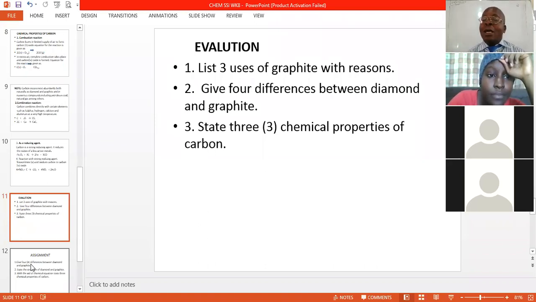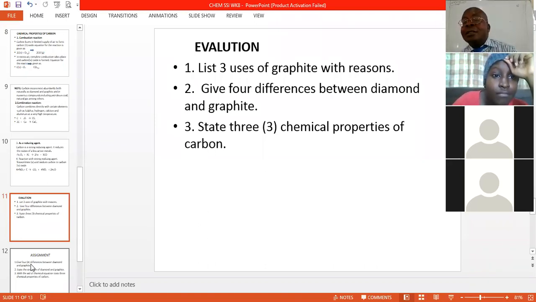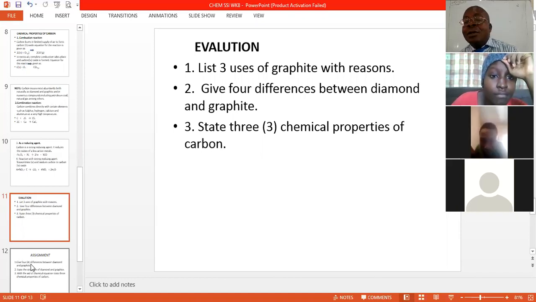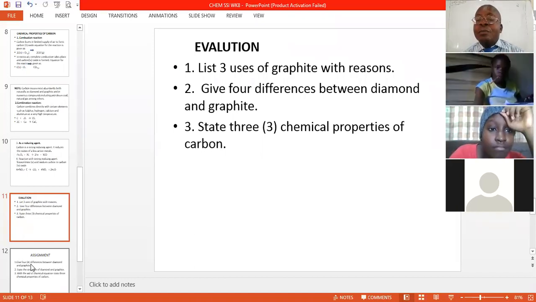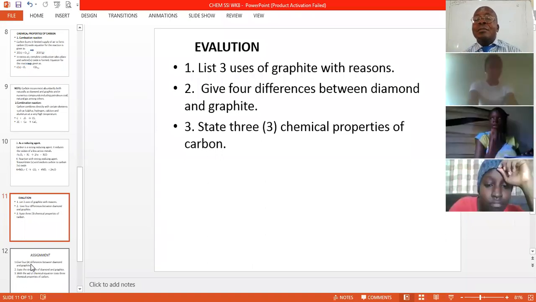Diamond is octahedral in shape, while graphite is hexagonal in shape. Okay, hexagonal shape. Another person should give us another difference. Diamond is the hardest, while graphite is the softest.